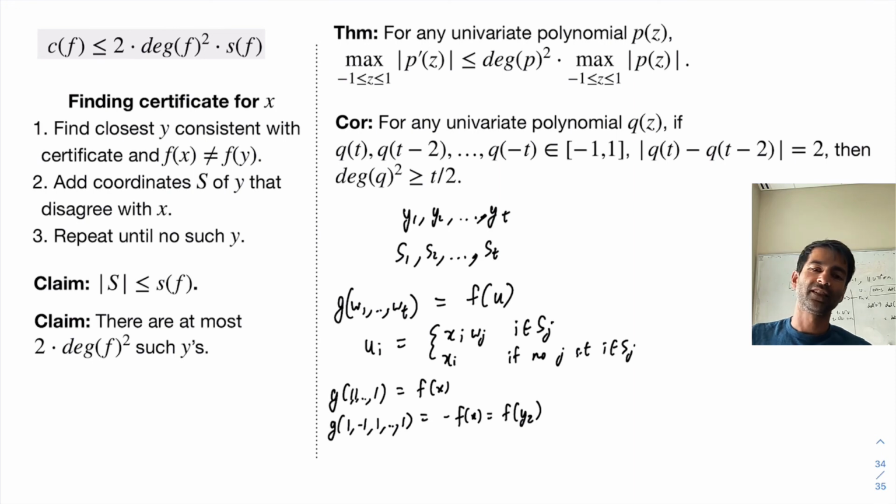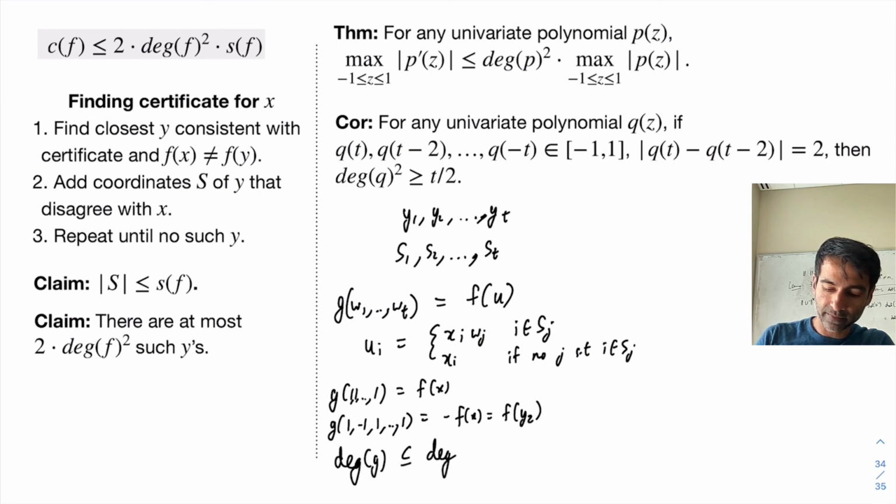So that's the point of g. And finally, now we obtained a polynomial g. If you think about it, the degree of g is at most the degree of f. The degree can only be smaller. So we just substituted the variables w into inputs for f. And now we need to do one more trick, which is we need to symmetrize g.